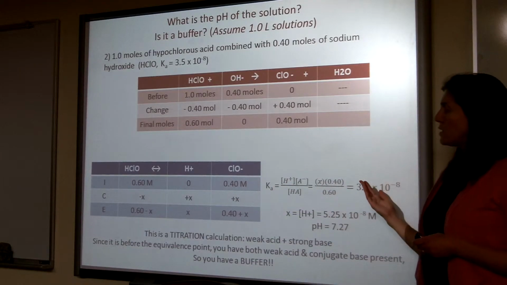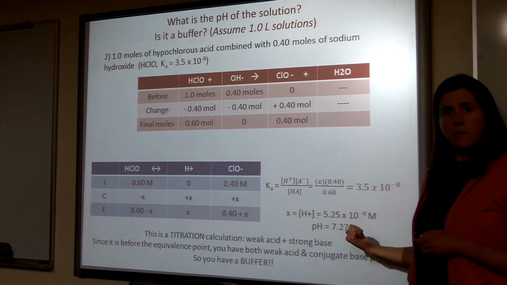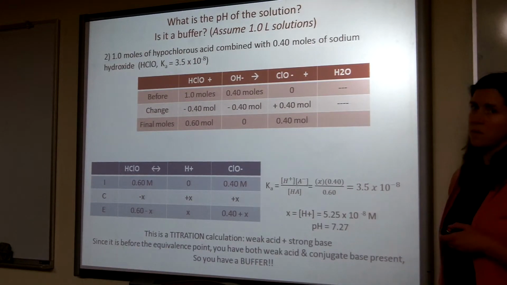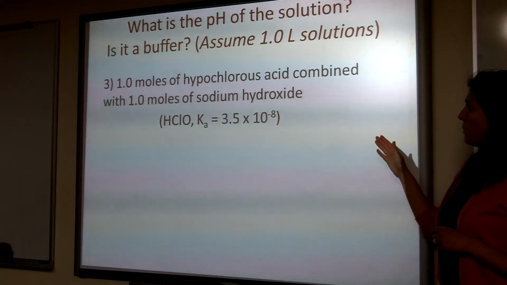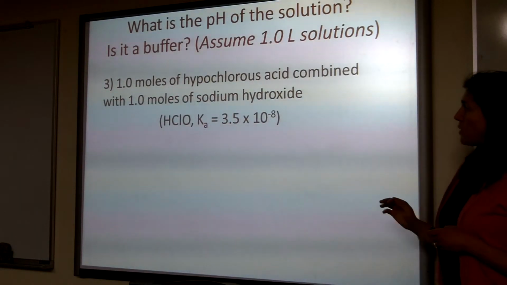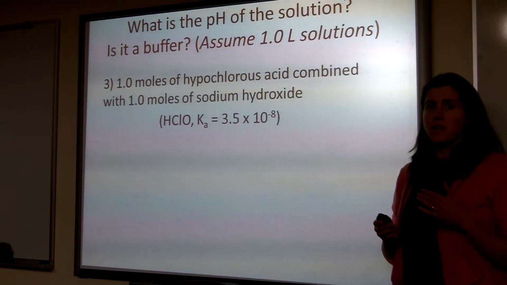You can also use the equation pH equals pKa plus log A minus over HA to solve this problem. So you can try that. You should still get 7.27 as your answer. All right, another scenario. Let's say you've got 1 mole of hypochlorous acid and 1 mole of sodium hydroxide. So take a moment to try that. Ask yourself, what's the pH? Is it a buffer?